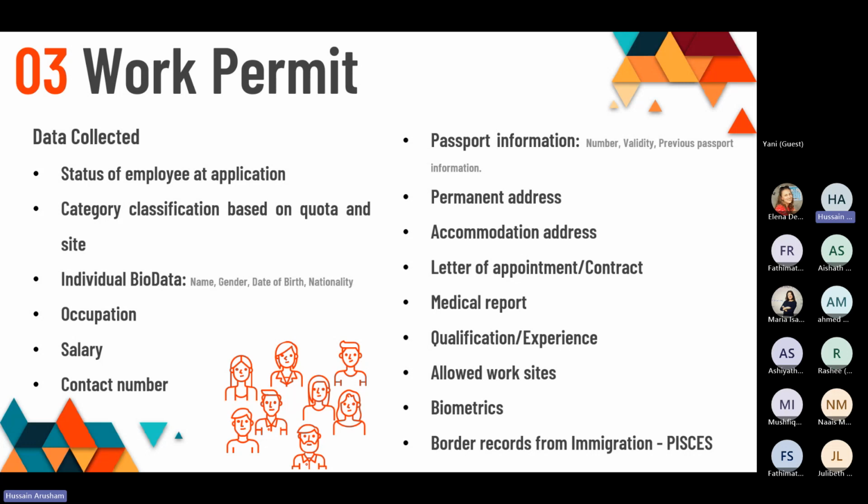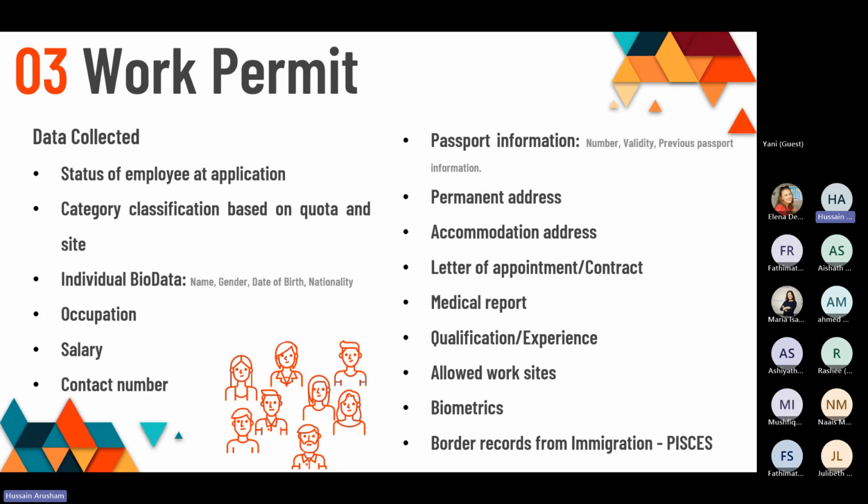Then we have a category classification again based on the quota and site information we have collected, which is the commercial, domestic, government, and so on. Then we collect the individual biodata, which includes name, gender, date of birth, nationality. Then a specific occupation based on the ISCO classification is selected for each of these permits. A salary is determined by the employer. A contact number which we can use to contact the employee is provided. Passport information is also collected, which includes the number, validity, previous passport information as well.